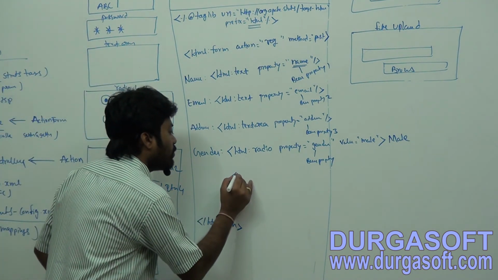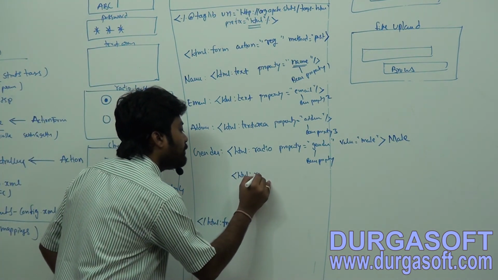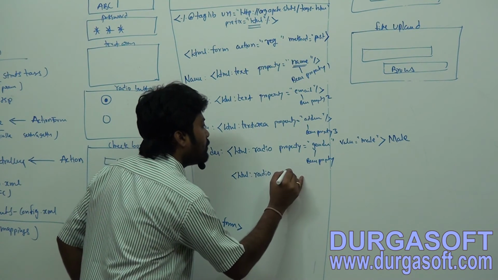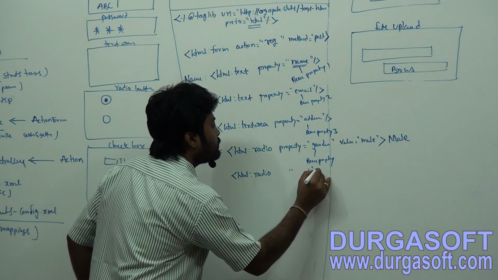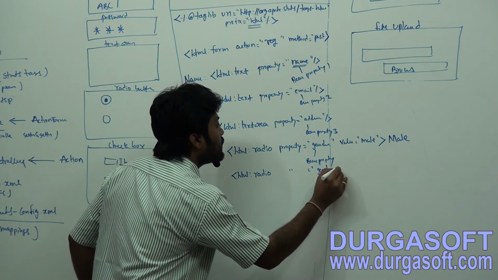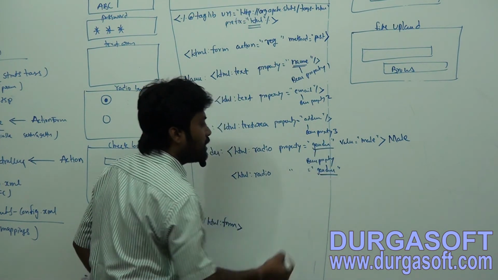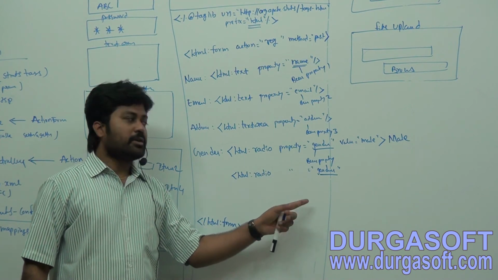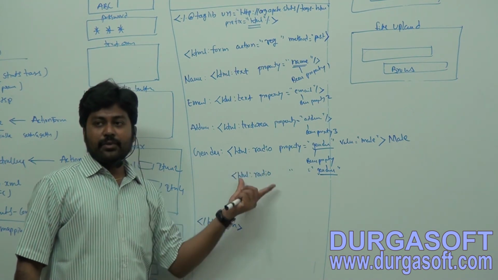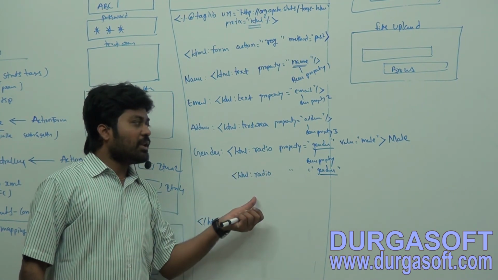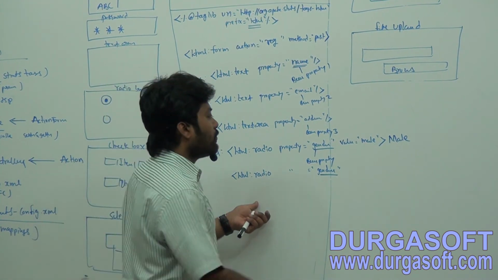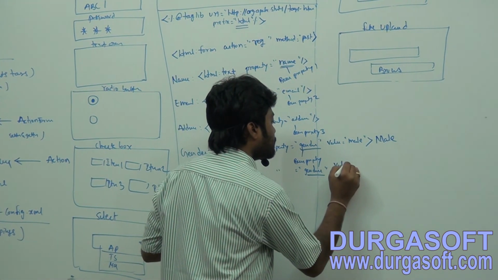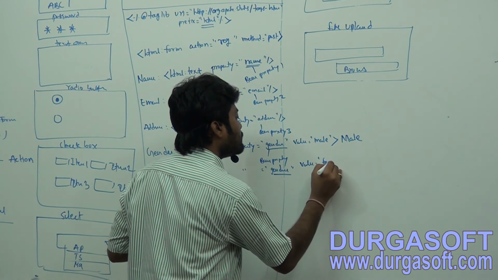Or else you can have one more option here, html:radio property, and the same name you have to maintain here, gender and gender. Only one single bean property is enough. Why? Because while submitting this radio button, only one single value needs to be selected, either male or female. Value female.